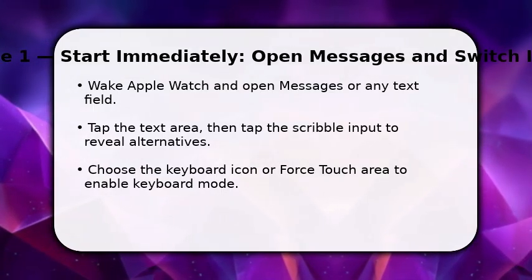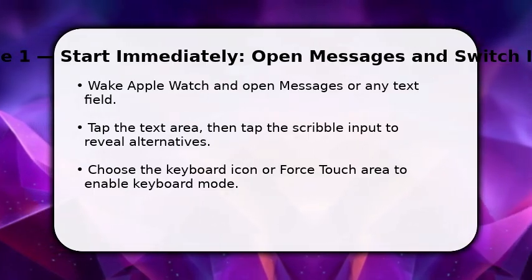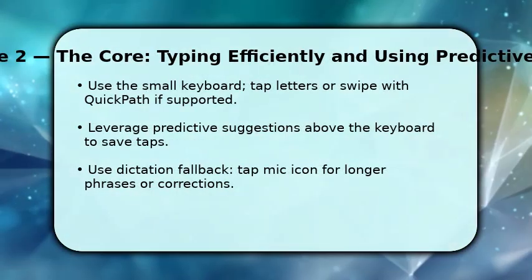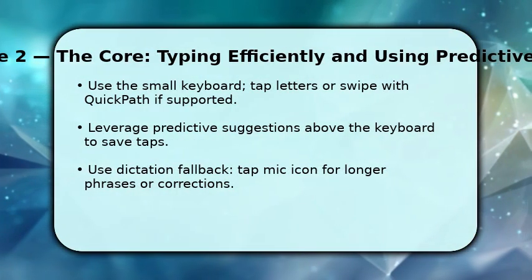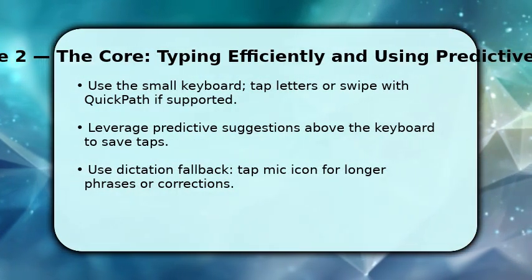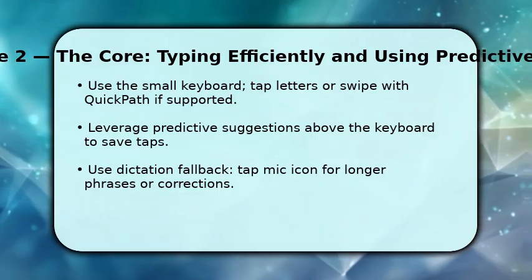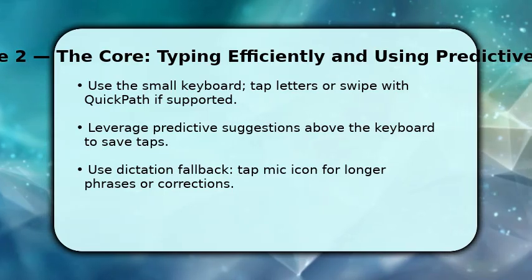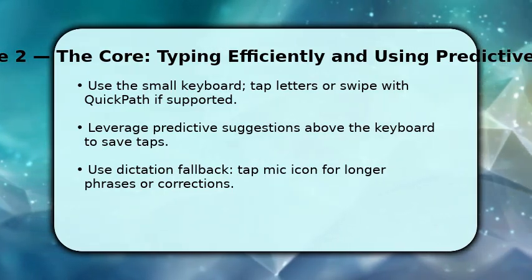Make sure to use the most recent watch OS layout, since labels and gestures can differ between versions. You now type using the compact keyboard. Tap letters deliberately and use quick path swipe typing when available to speed up input. Watch predictive suggestions above the keys. Tapping one inserts an entire word, so you make fewer errors and finish faster.